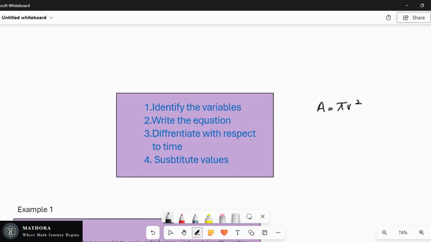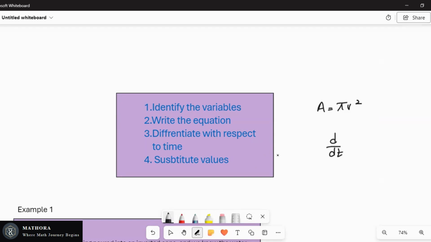Step number three, differentiate with respect to time. You need to use implicit differentiation to find how the variables change over time. And you should not forget to include d over dt for every variable.